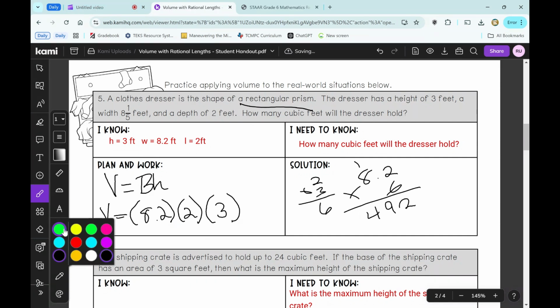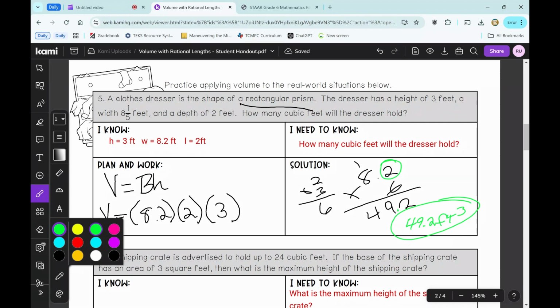Another thing for us to remember all the time is that if we have one number after the decimal, our answer has to have one number after the decimal. So our final answer should be 49.2 feet cubed.